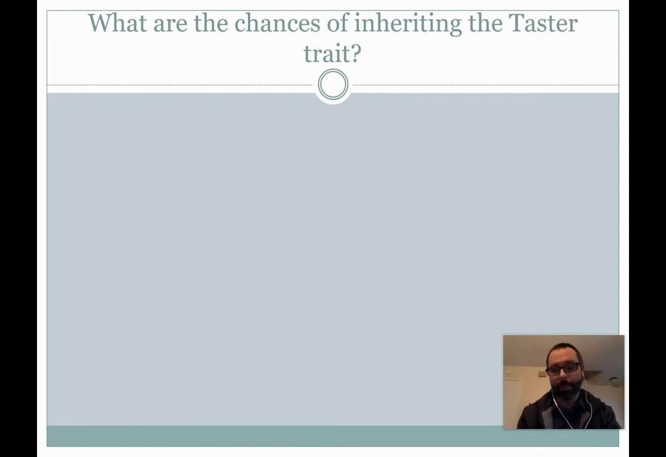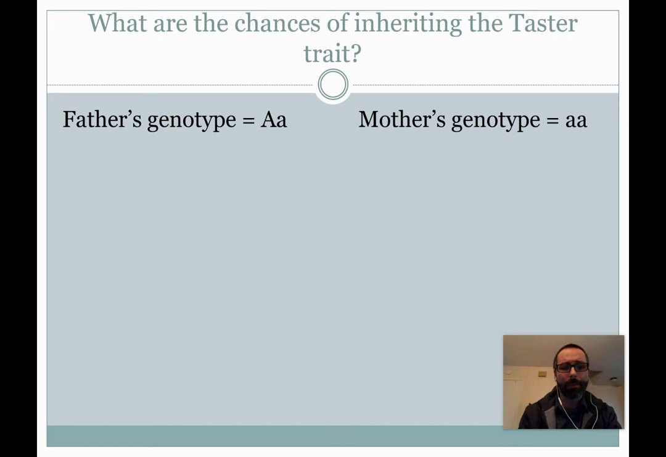But before we get to that, I want to just show you what it would look like, to remind us that we're talking about actual chromosomes. So we have two parents. The father has a genotype of big A, little a. The mother's genotype is little a, little a. The father is heterozygous. The mother is homozygous recessive.